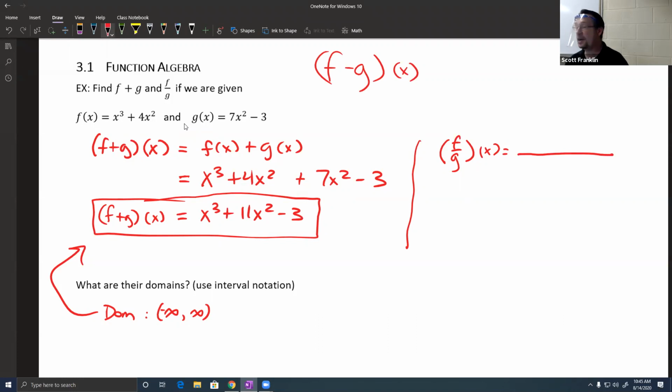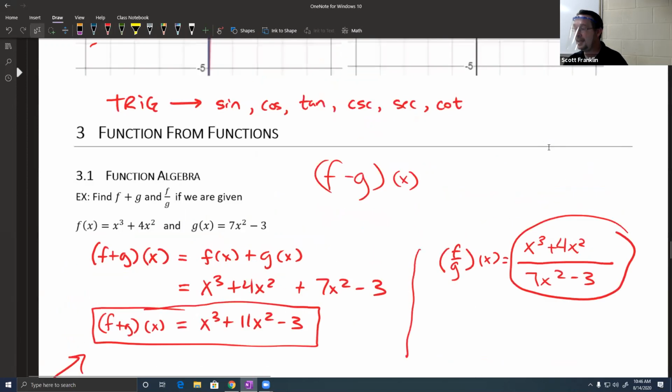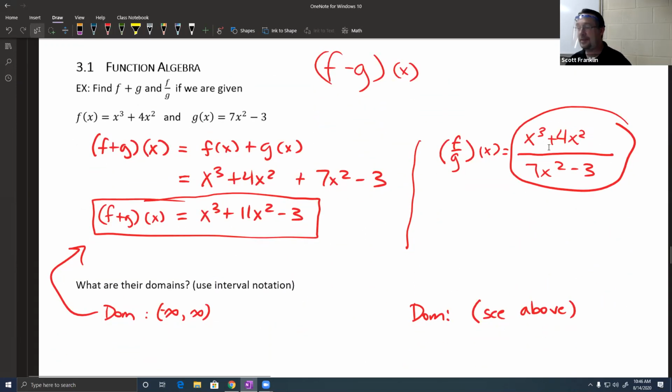Put on top of the fraction bar the f function, which is x cubed plus 4x squared, and on bottom the g function, which is 7x squared minus 3. There's your new formula. And if you ask for the domain, I'm going to say we actually already did that problem, intentionally so. I asked you for the domain of this function earlier in the class, and it's that interval one up there above. I won't leave the screen yet, but it's the interval one above.